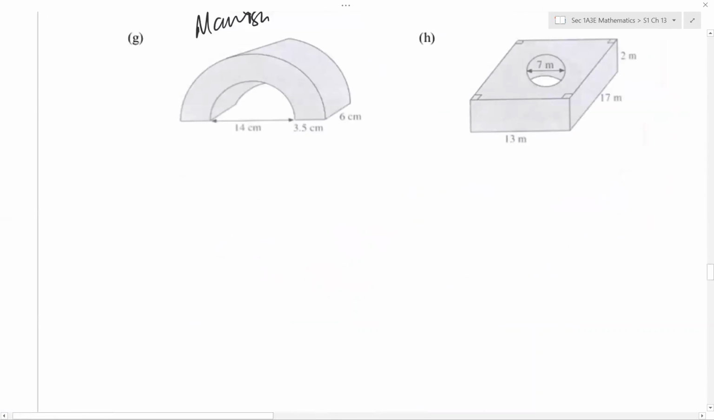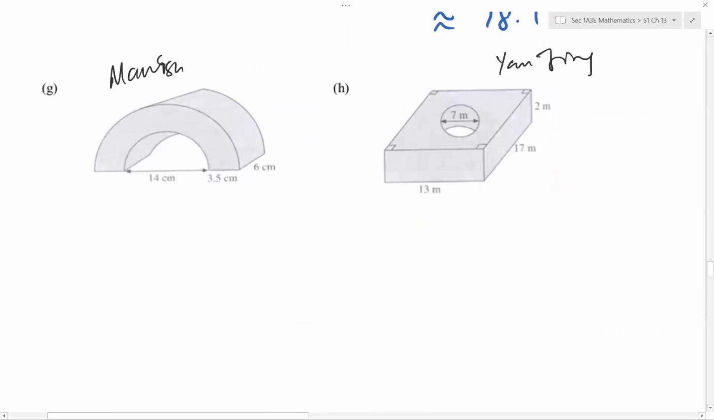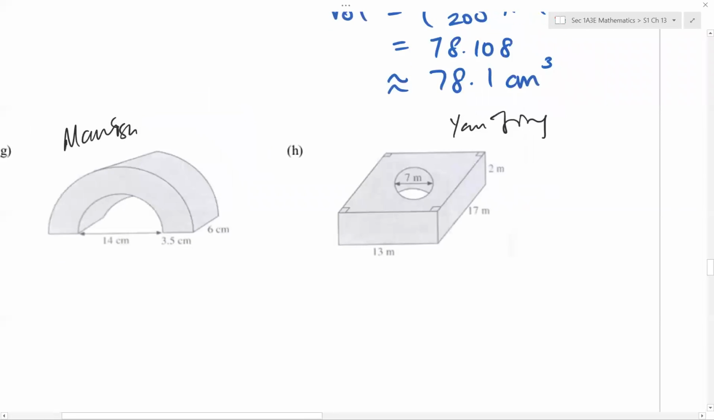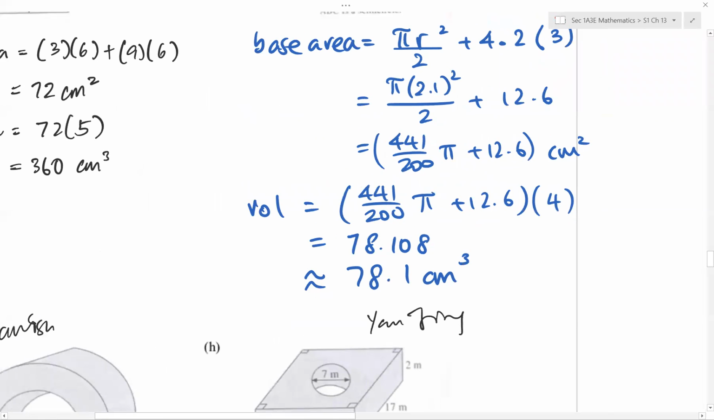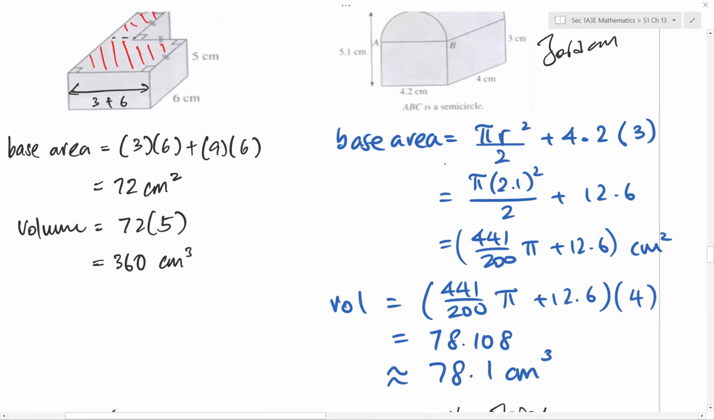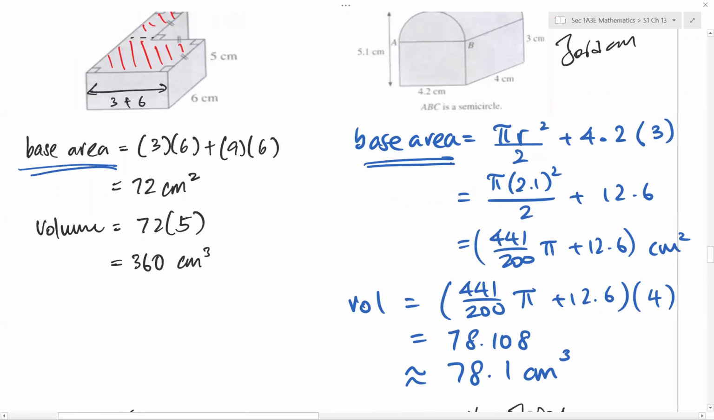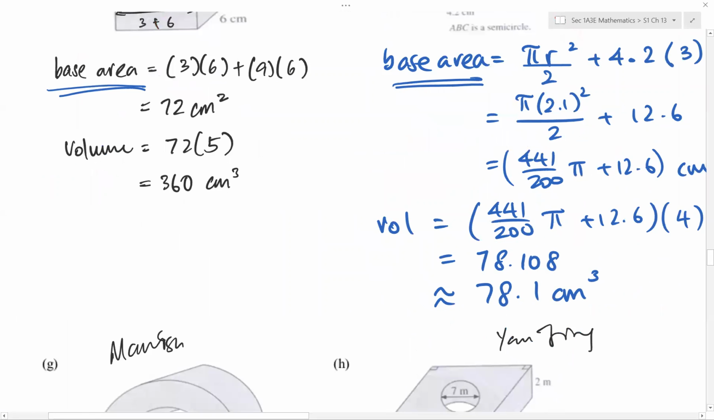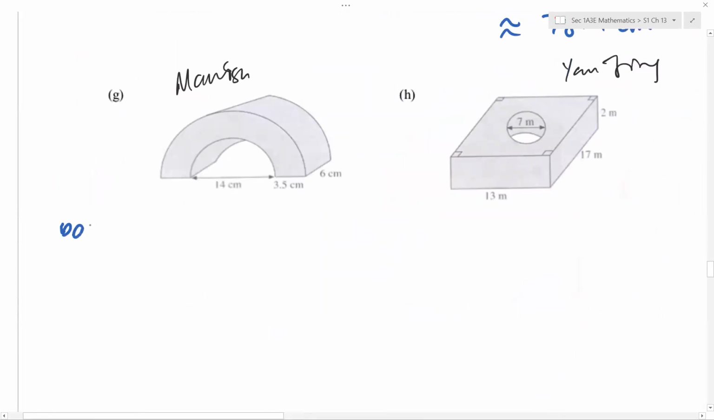Next, Manish. What is the first line? Okay, look at what we have done. Look at what Jordan started off with. What should you start off with? Base area. Okay, so we're trying to find the base area. What is that?